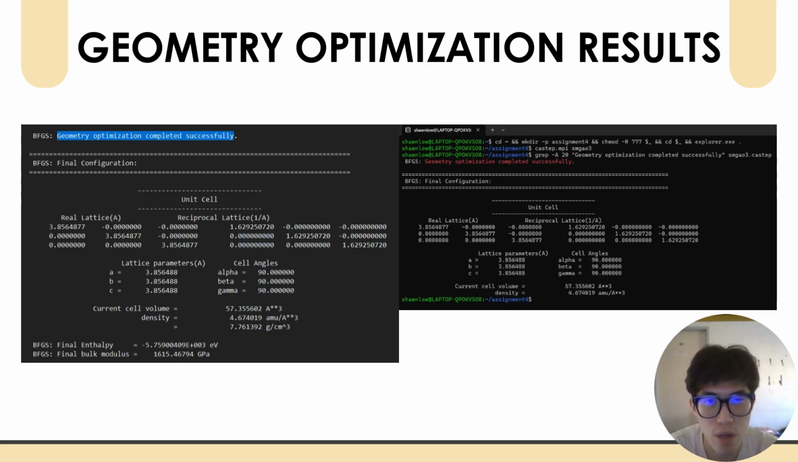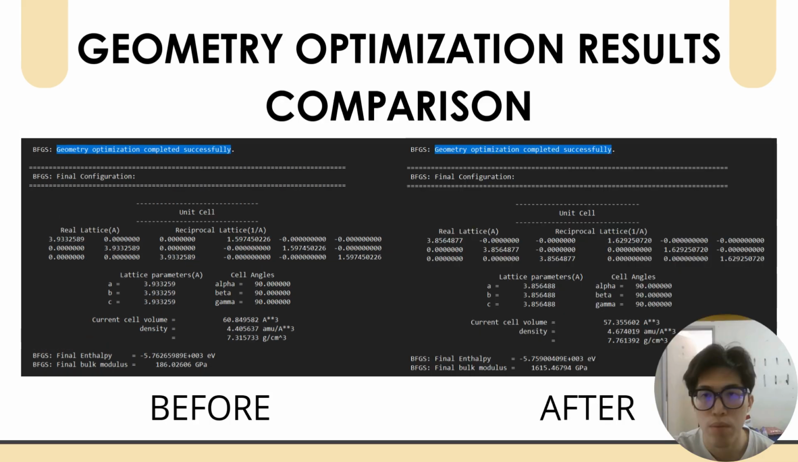After I ran the castep.mpi file, I waited for all the files to download into the directory that I created, which is assignment 4. Then I open the castep file and look for the line that says geometry optimization completed successfully. And here are the geometry optimization results that I got. The following lines after that show the optimized structure, like the software has estimated where the atoms should be at the lowest energy.